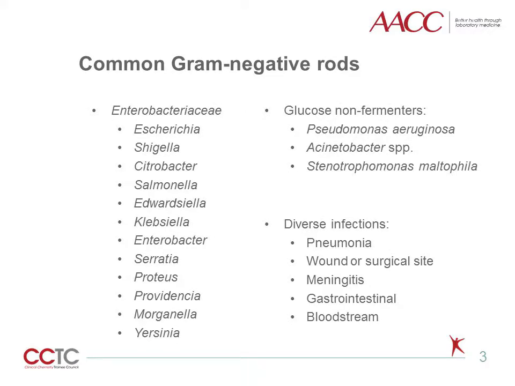Pathogenic gram-negative rods are broadly divided into the Enterobacteriaceae and glucose nonfermenters. The Enterobacteriaceae are colonizers of human and animal gastrointestinal tracts, or are environmental. Genera within this family include Escherichia, Shigella, Citrobacter, Salmonella, Edwardsiella, Klebsiella, Enterobacter, Serratia, Proteus, Providencia, Morganella, and Yersinia. Glucose nonfermenters are environmental and cause opportunistic infections. The most commonly encountered nonfermenters are Pseudomonas aeruginosa, Acinetobacter species, and Stenotrophomonas maltophilia. Both groups cause diverse infections, including pneumonia, wound or surgical site infections, meningitis, gastrointestinal infections, and bloodstream infections.